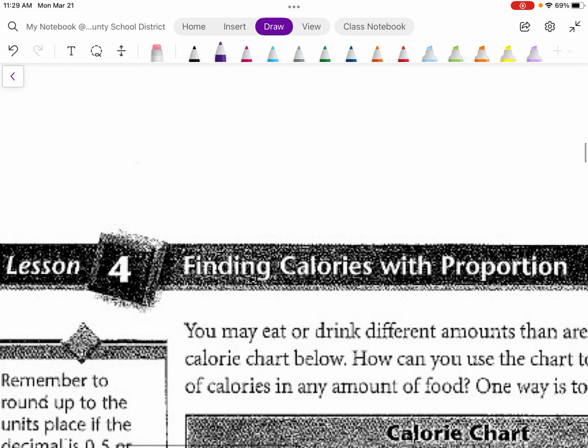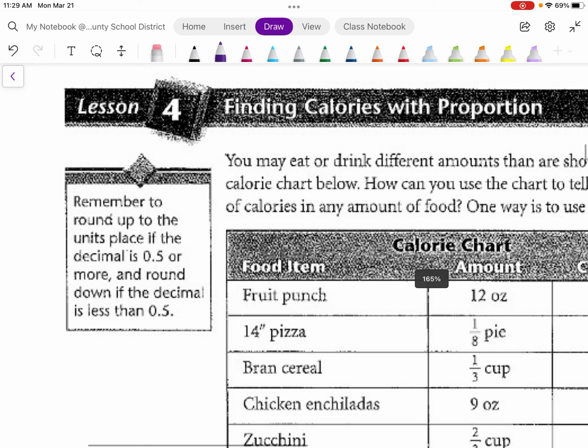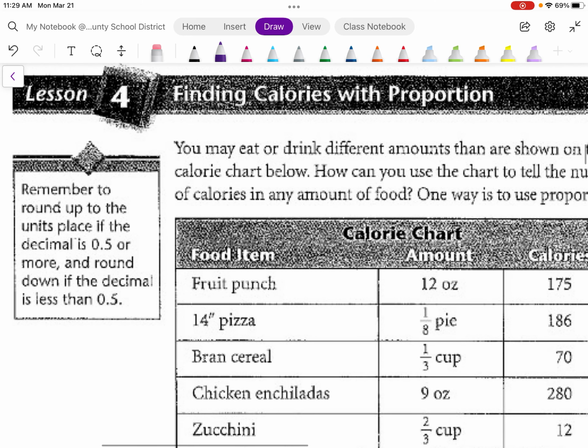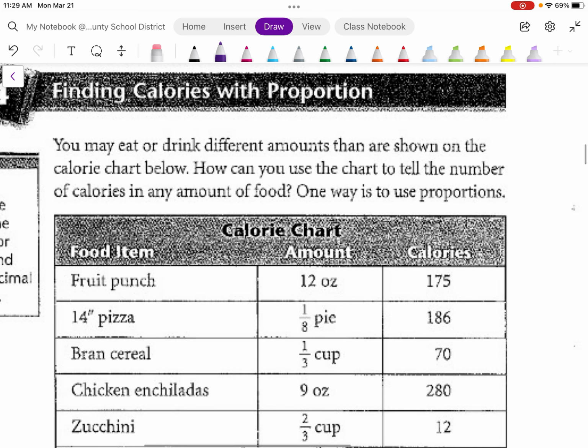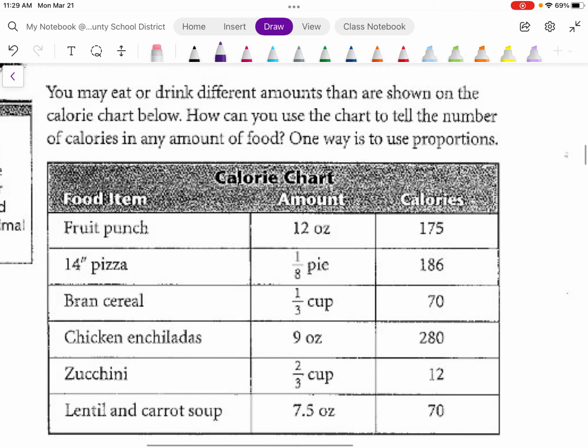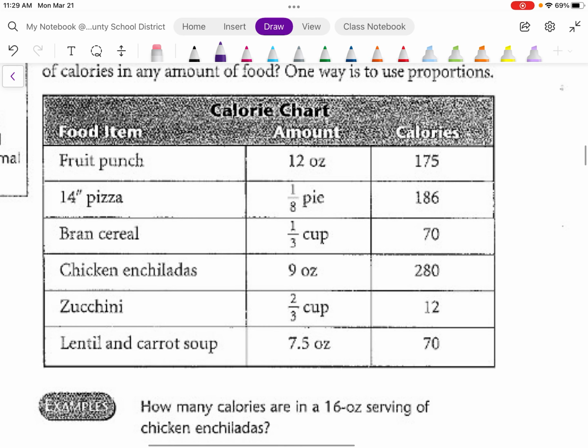2 more pages here. We are almost done. Last one you're going to do today is lesson 4, finding calories with proportion. So you may eat or drink different amounts than are shown on the calorie chart below. How can you use the chart to tell the number of calories in any amount of food? One way is to use proportions. So this is going to be good calculator practice for us.